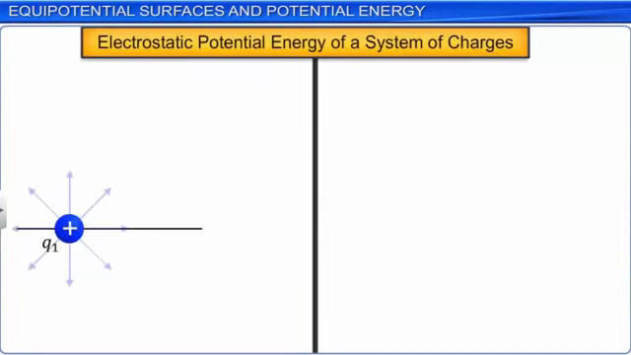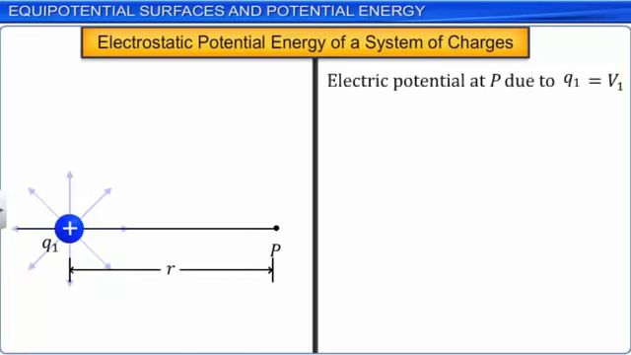Now let us learn about the electrostatic potential energy of a system of charges. Consider a charge Q1 and let P be a point in the electric field of Q1 at a distance of r from the charge. The electric potential at P due to the charge Q1 is equal to V1, equal to 1 by 4 pi epsilon naught into Q1 by R. Let this be equation 5.